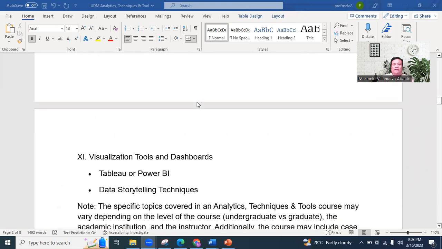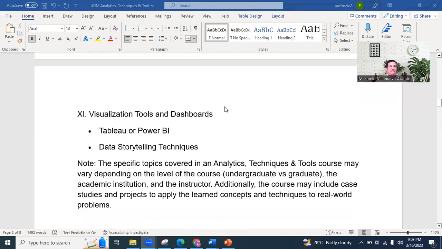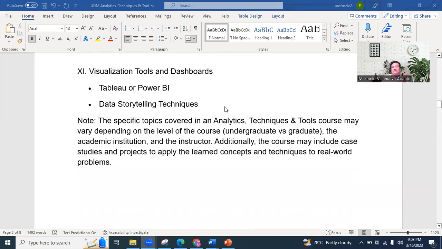And for week number 11, we focus on visualization tools and dashboard, which covers Tableau or Power BI and data storytelling and techniques. So we need to take note that the specific topics covered in analytics courses may vary depending on the level of the course. Since you are in the undergraduate program, we utilize this course outline. Depending on the academic institution and the instructor, additionally, the course may include case studies and projects to apply the learned concepts and techniques to real-world problems.